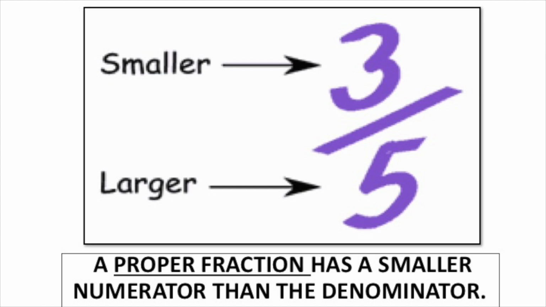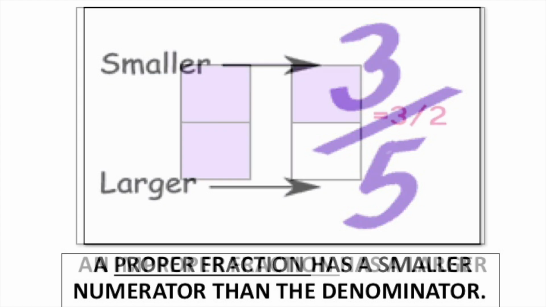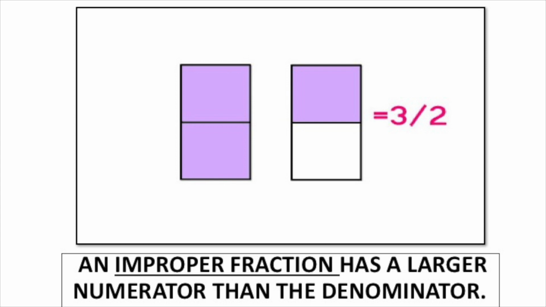However, the ones we learnt about last time, an improper fraction, has a larger numerator than the denominator. What's the improper fraction we have here, guys? 3/2. Yes, you see, 3 is more than 2. So this is improper. We've got 3 different parts to 2 as a whole.